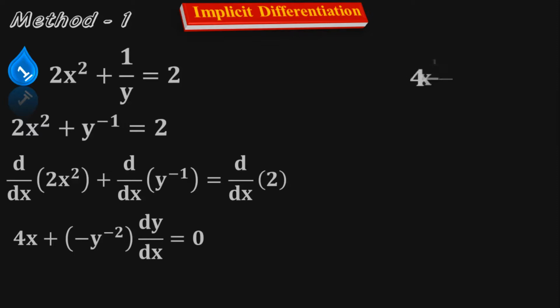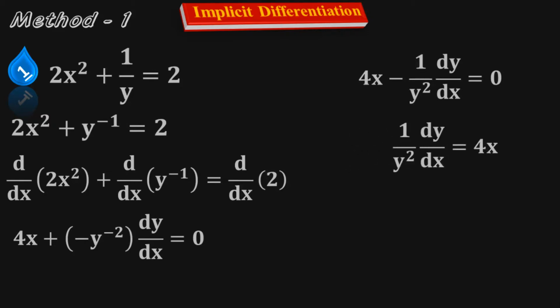Open the parentheses, I will have 4x minus 1 over y squared times dy/dx equals 0. Now to take out the dy/dx, I will have 1 over y squared times dy/dx equals 4x. It is negative. When it goes to the right side, it becomes positive. From a negative sign, it will become positive.